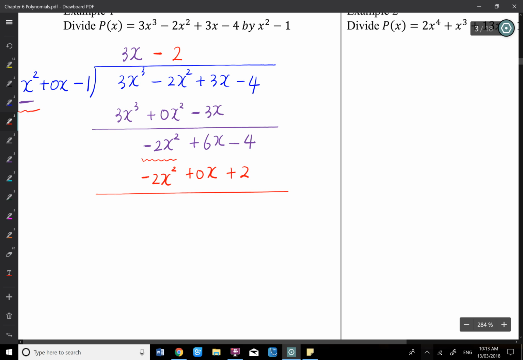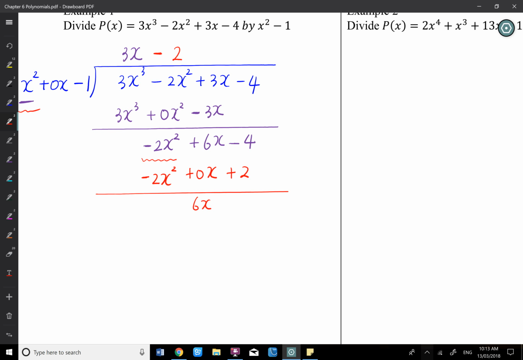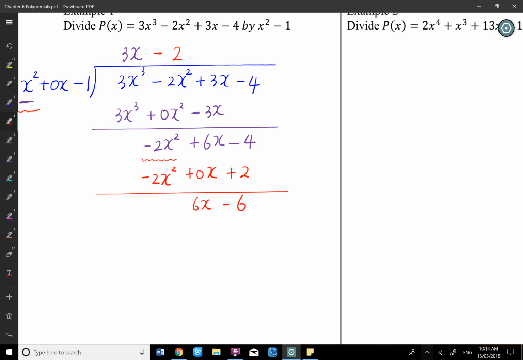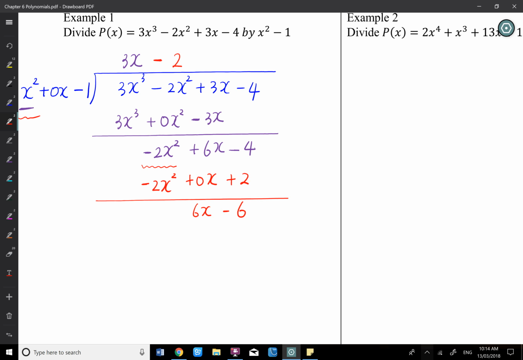6x minus 0x, we have 6x. Minus 4, subtract 2, you will have minus 6. That's the remainder. Okay, we have nothing to bring down from the top, and we can't divide again because the remainder is linear, and you can't divide by a quadratic.